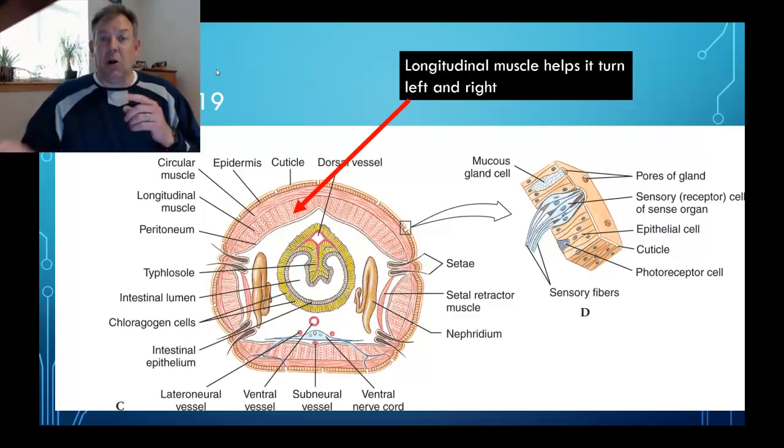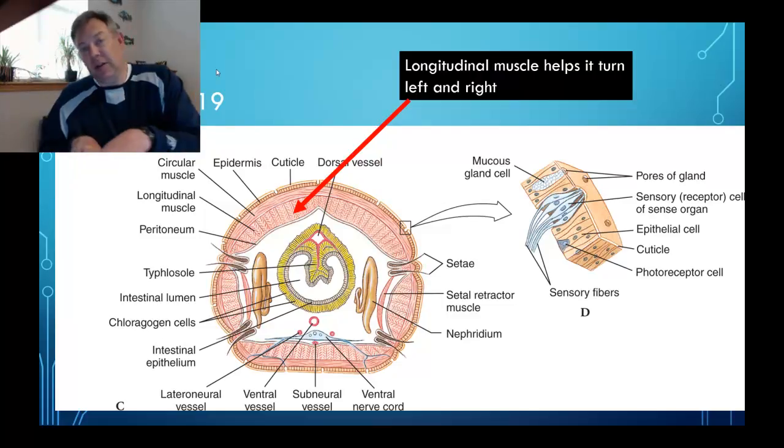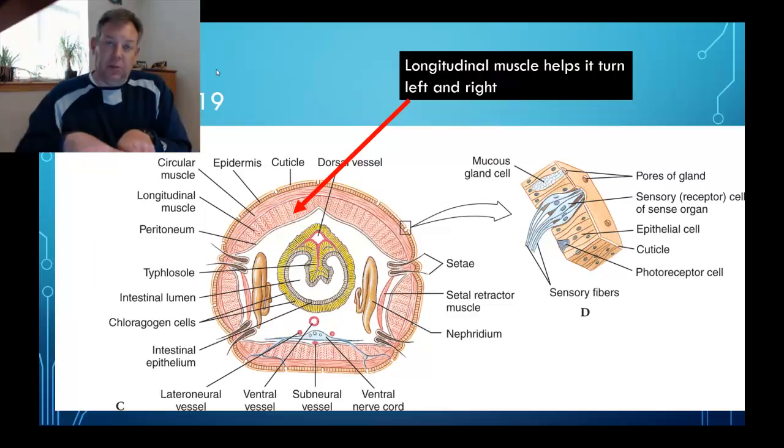You've got those long longitudinal muscles, the length of the worm. Those are used to make it turn left and right. So if you contract muscles on one side, it shortens up that side, it's going to turn toward the contracted muscle.